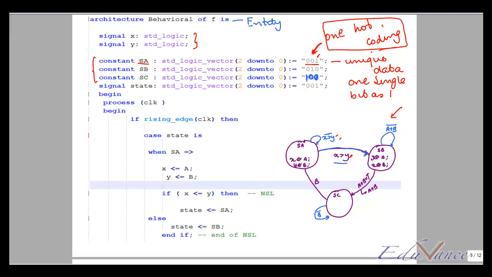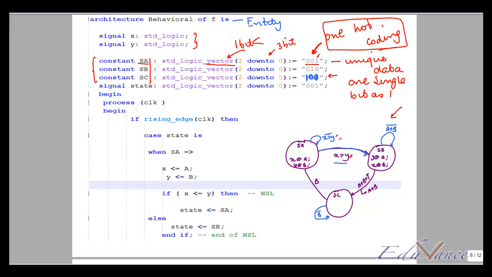So each constant defines one state of the type standard logic vector. Vector means that if you have more than one bit, then you define it as a vector. 2 down to 0 means 3 bits, and as you can see, it can take the value 001. Constant SB, which is your state B, again 010, constant SC 100.